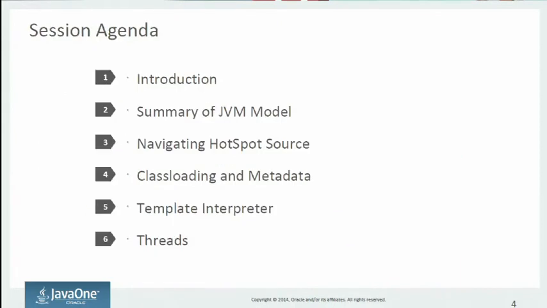Okay, so here's what we're going to talk about. Just went through the introduction. We're going to do a summary of the JVM model. So this really is a summary of the JVM specification. And the hope is here that we'll all come to a common understanding of what the JVM is and what it does, and give you a little peek under the hood of what it has to do internally in order for it to work, and then we'll delve into that deeper.